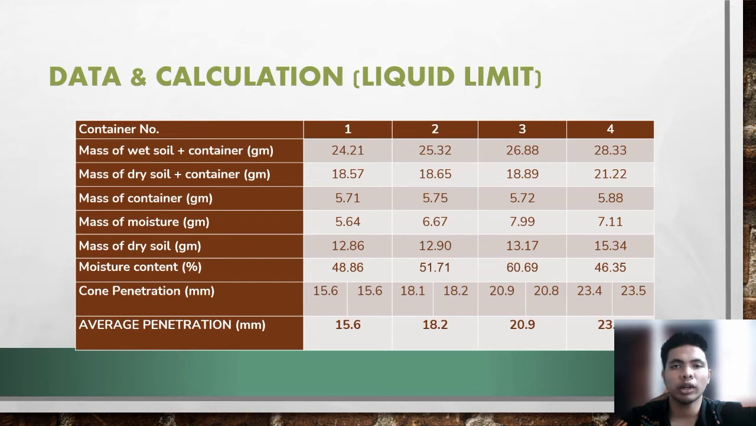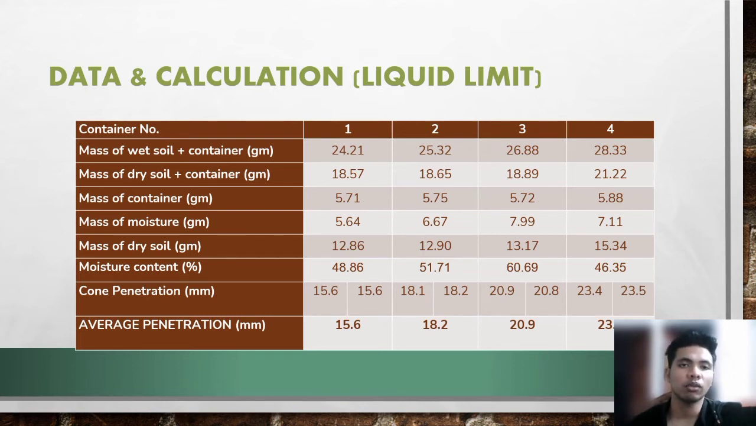Mass of container in grams is 5.71, 5.75, the third is 5.72, and the fourth is 5.88. Mass of moisture is 5.64, the second one is 6.67, the third is 7.99, and the fourth is 7.11.